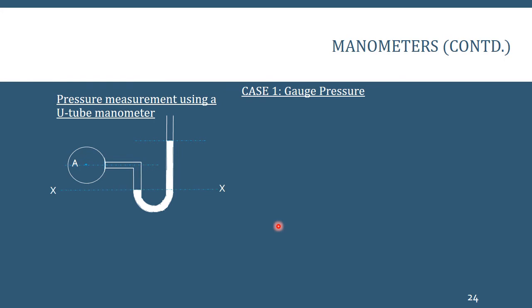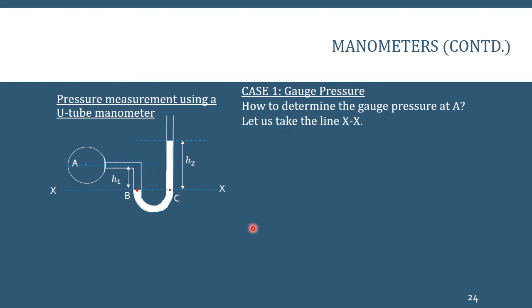I am taking another line XX at the interface between mercury and the fluid. Okay, so there is fluid inside this pipe and that fluid has flown up to here, and from here it is mercury. And so I am drawing a straight line XX at the interface between the fluid and mercury. I am going to take 2 points B and C on the line XX. Now since B and C fall along the same horizontal line, I can say that PB is equal to PC. Okay, and I have also measured the distances from B to A as H1 and from C to the free surface as H2. Okay, now how to determine the pressure at A?